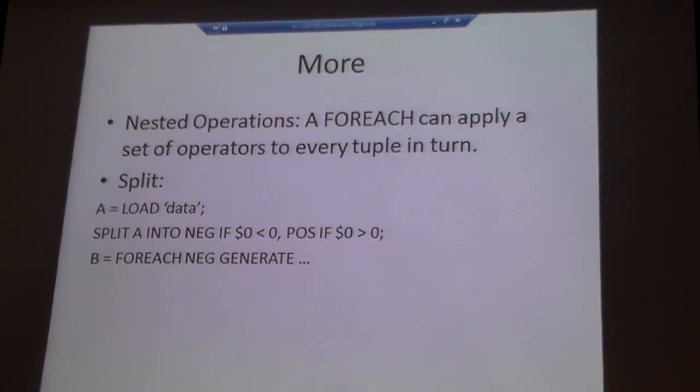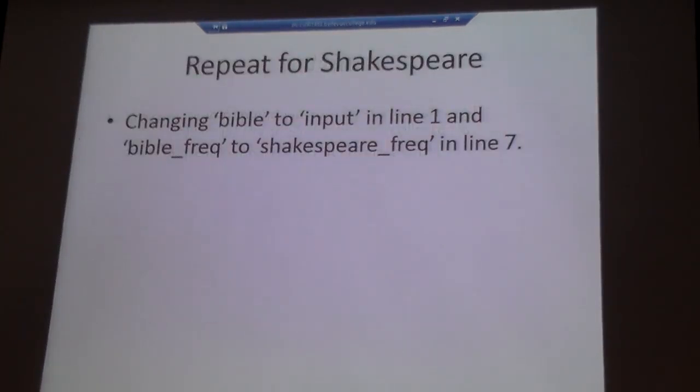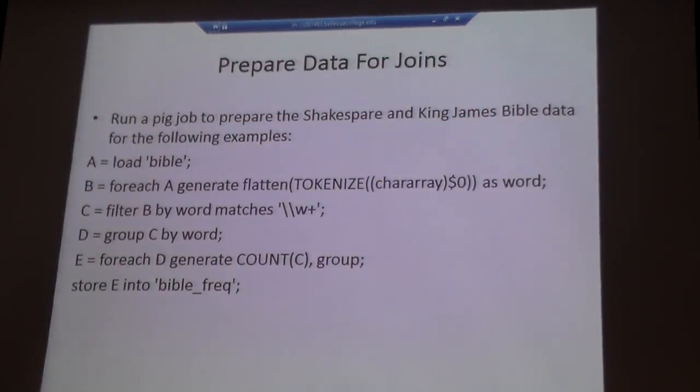\W is a word character, so alphanumeric and underscore, not white space. I was wrong. What is it? It's a word character, so it's either alphanumeric or an underscore, and then plus means one or more of the preceding, so it means a string of letters or numbers or underscore. It basically just means a word.